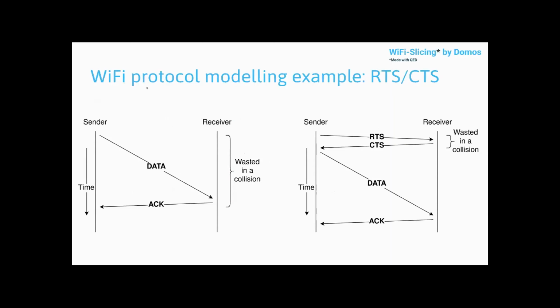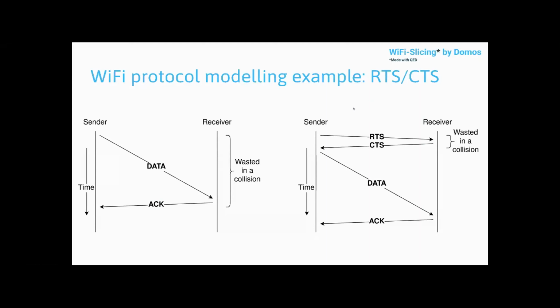So on the left side here, you see the normal operations of the Wi-Fi protocol. So when a sender wins the opportunity to transmit data on the wireless medium, it transmits some data and then waits for an ACK. But if either the data or the ACK is lost, then all of this time spent transmitting the data and waiting for the ACK is wasted. So in the case of a collision, we lose this time.